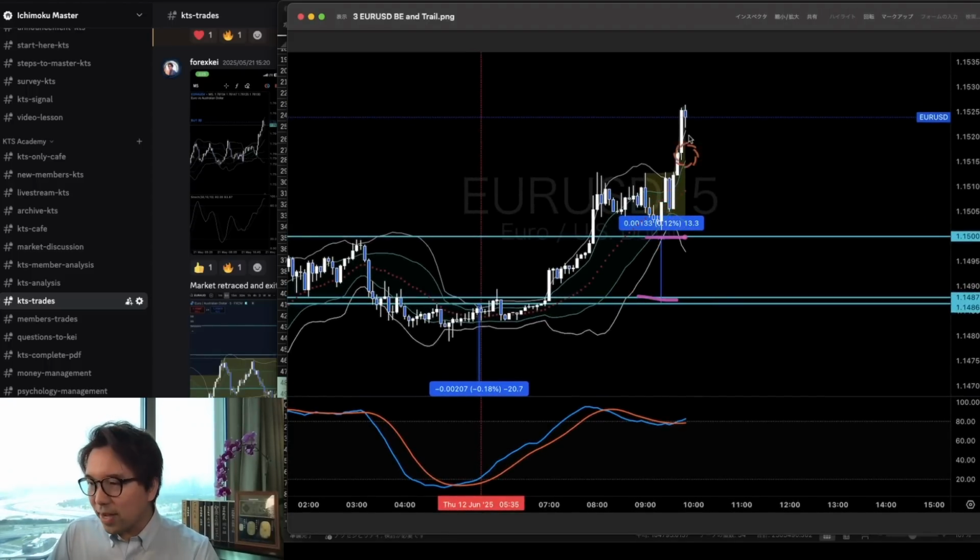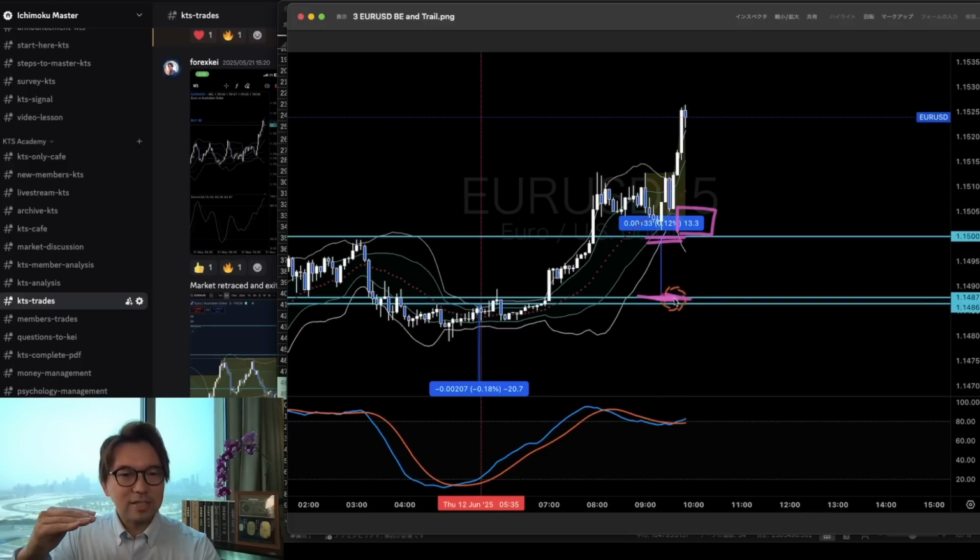I saw the nice breakout over here, so I moved the stop losses here and here, and I fixed a profit of 13. And the second stop loss is on the break-even line. Break-even means, again, the stop loss is slightly above my position.